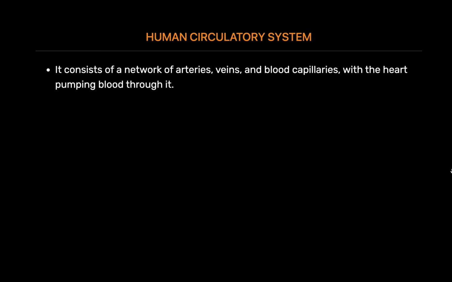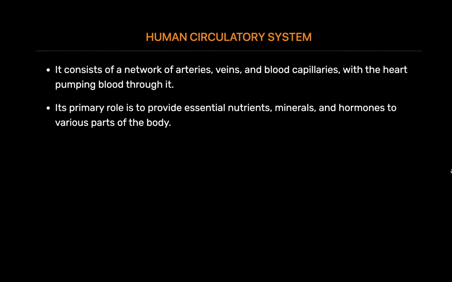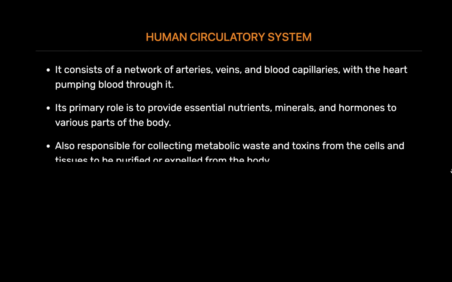Human circulatory system consists of a network of arteries, veins, and blood capillaries, with the heart pumping blood through it. Its primary role is to provide essential nutrients, minerals, and hormones to various parts of the body. It is also responsible for collecting metabolic waste and toxins from the cells and tissues to be purified or expelled from the body.